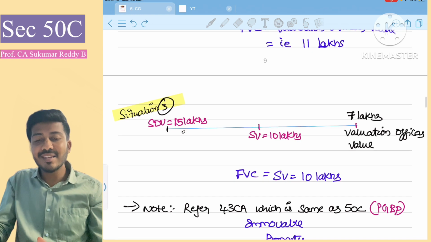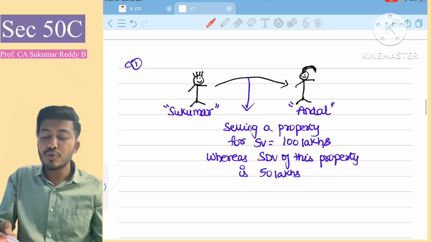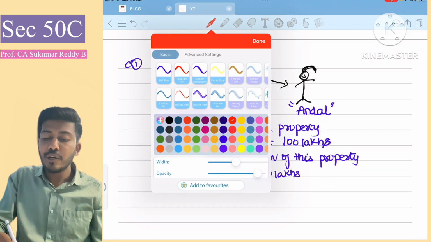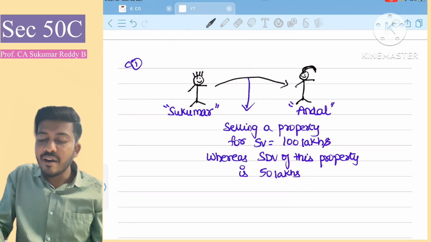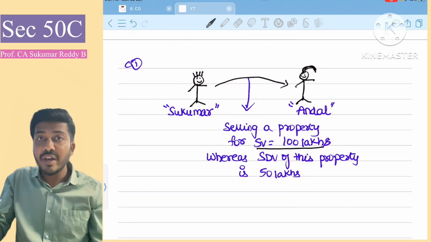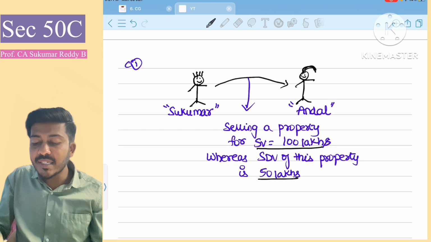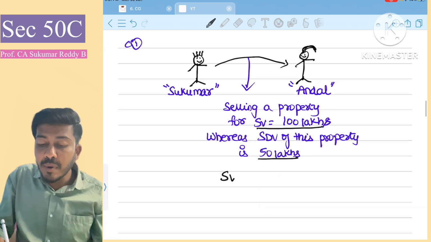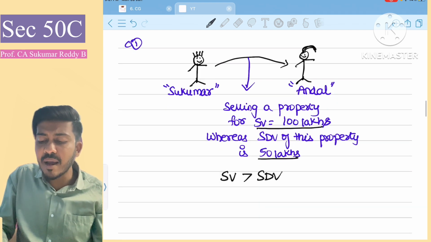Super. Let us check this in a number way. Come here. Sukumar is selling a property to Andal for 100 lakh rupees as the sale value, whereas the stamp duty value of this property is just 50 lakhs, which means Sukumar is selling for greater than stamp duty value.